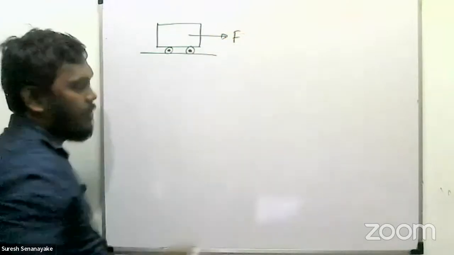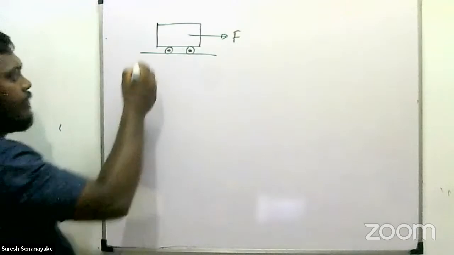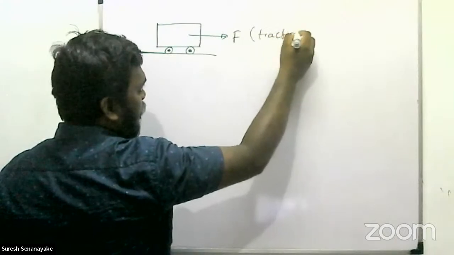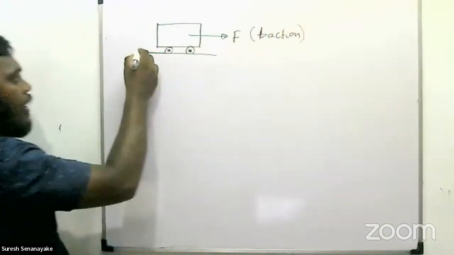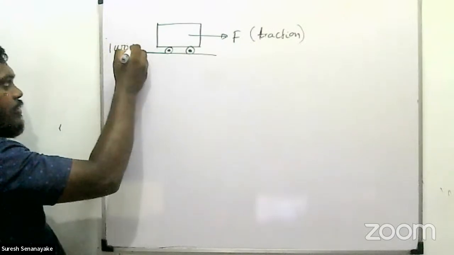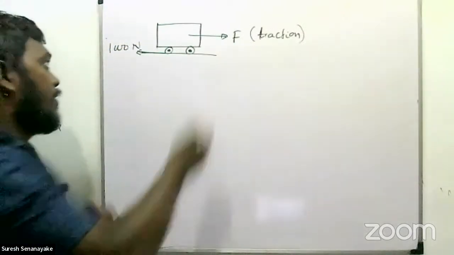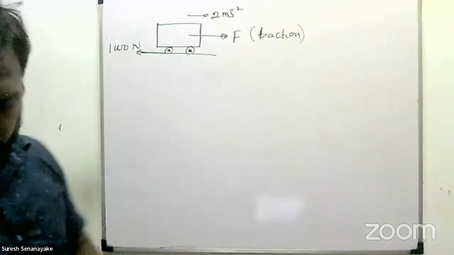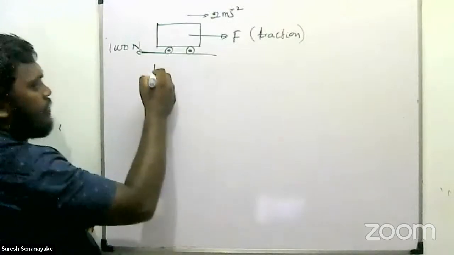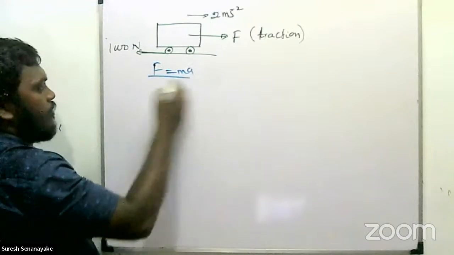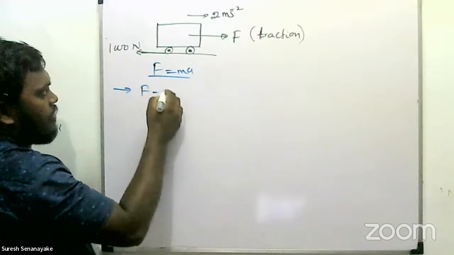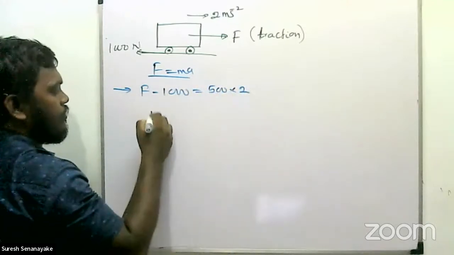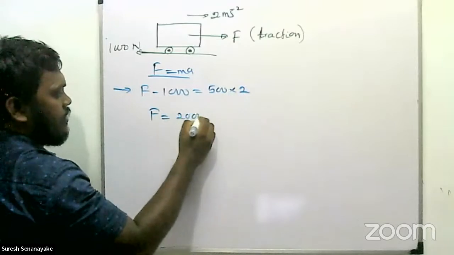See, the force applied by the vehicle is F. This is the attractive force, right? And the total resistive force is 1000 Newton. It's accelerating with 2 meters per square second. Then apply F equals m a towards horizontal. That is the force applied by the engine minus the total resistive force. The mass of the vehicle is 500 and a is 2. So this is equal to 2000 Newton.